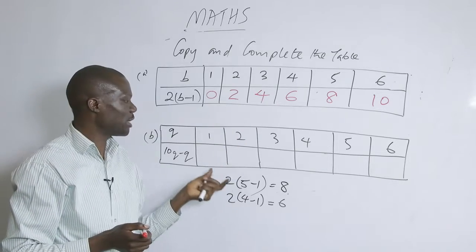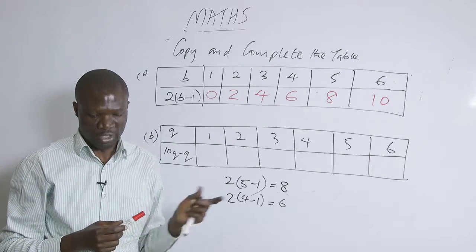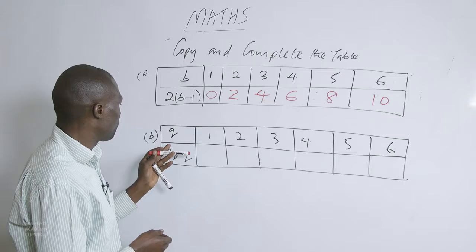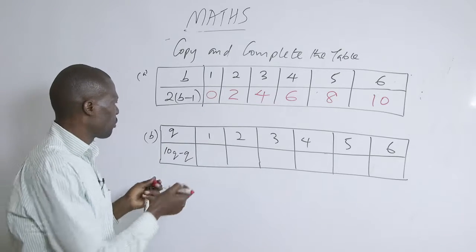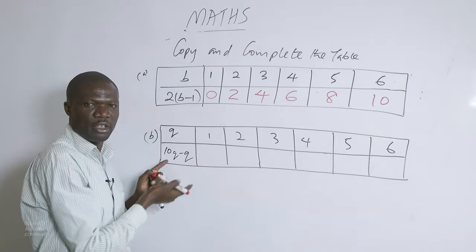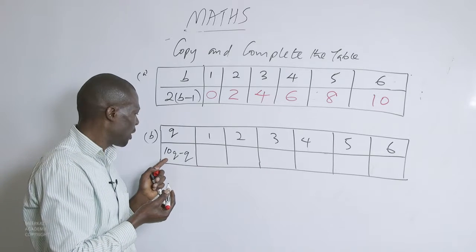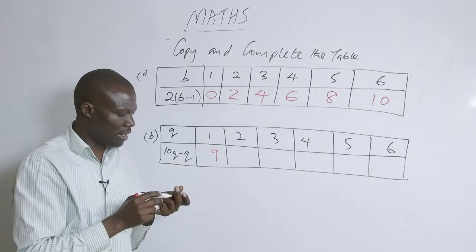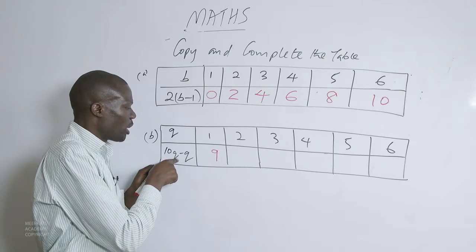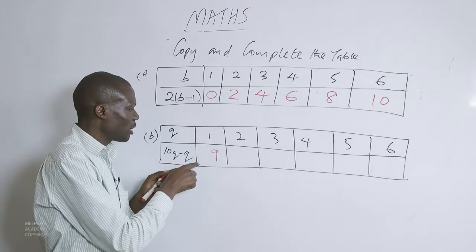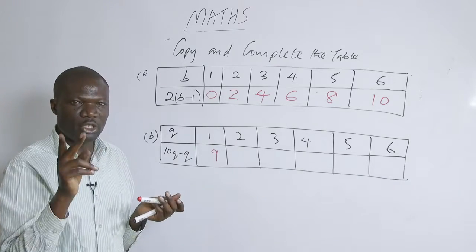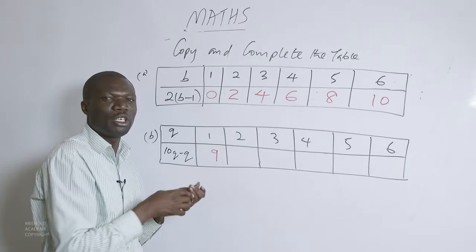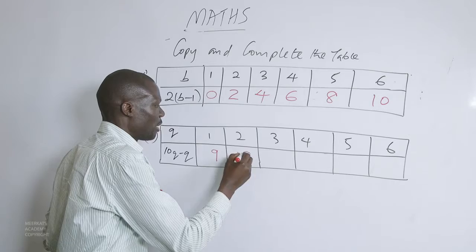The same applies in this other table. So if q is 1, then 10q is 1 times 10, which is 10, minus 1 is 9. So I'll expect this part to have a 9. If I may repeat, 10 times 1 is 10, then 10 minus 1 gives us 9. If q is 2, then 2 times 10 is 20. 20 minus 2 is 18. So I'll have 18 there.